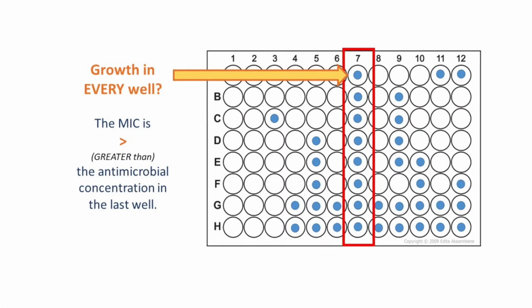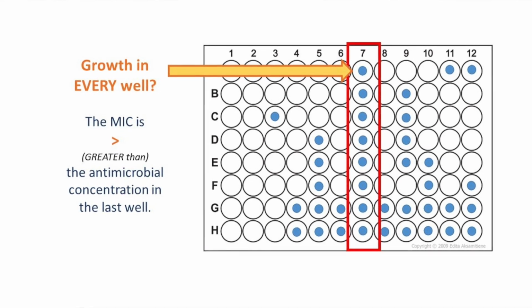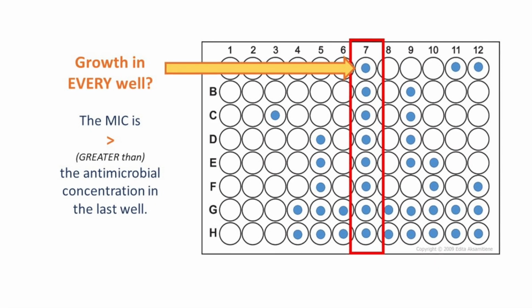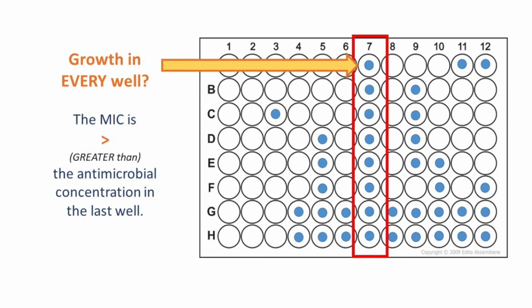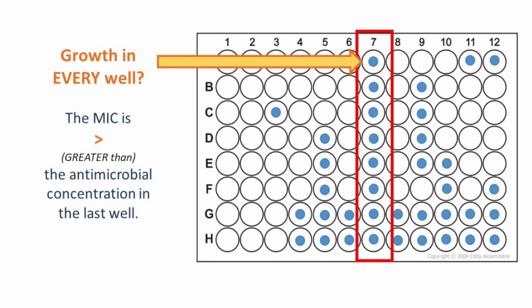Okay? So, let's think about it on the other side. What if we have growth in every single well? Now it doesn't matter, any concentration that we have tested on our plate, none of those inhibit growth of this bacterial isolate. Well, that's actually pretty bad news for that particular antimicrobial, because it says that this bacterial isolate is incredibly resistant to this antimicrobial. Even at high concentrations, we are still seeing visible growth on our MIC plate.